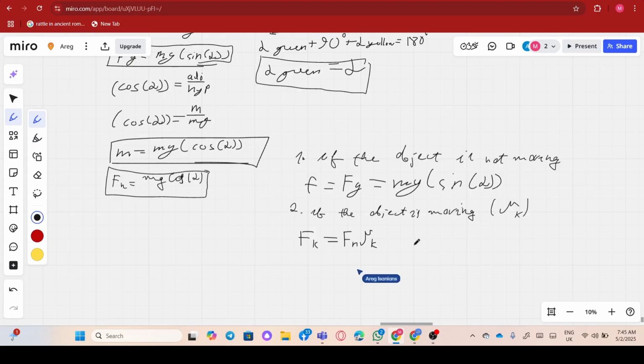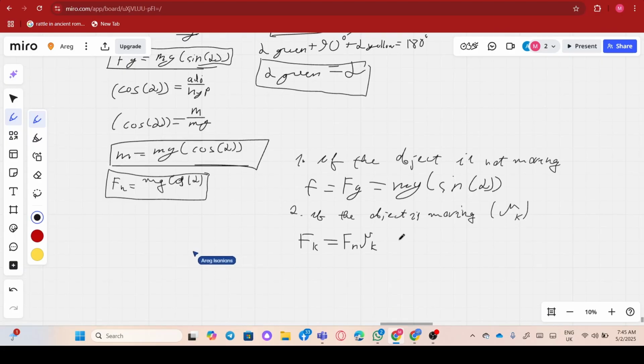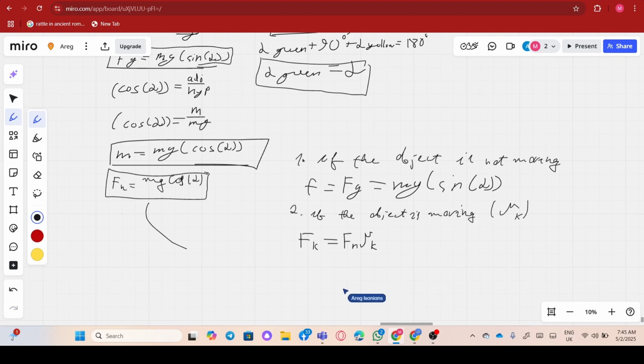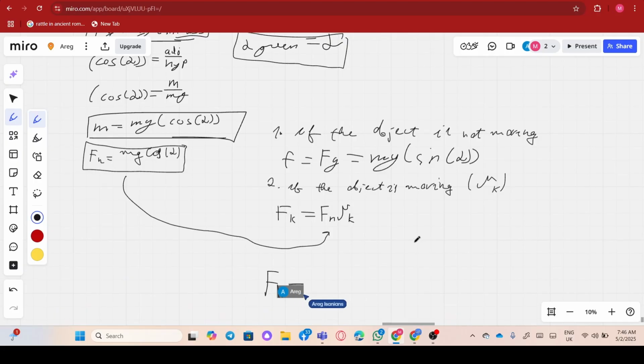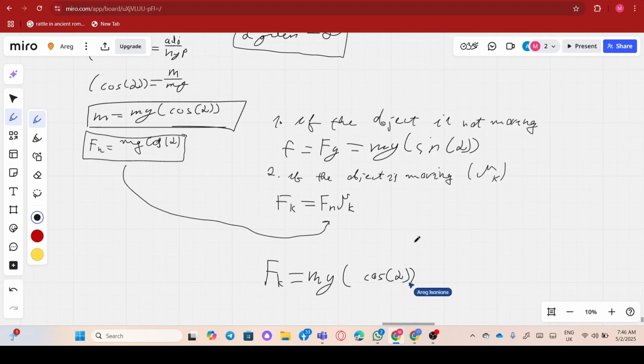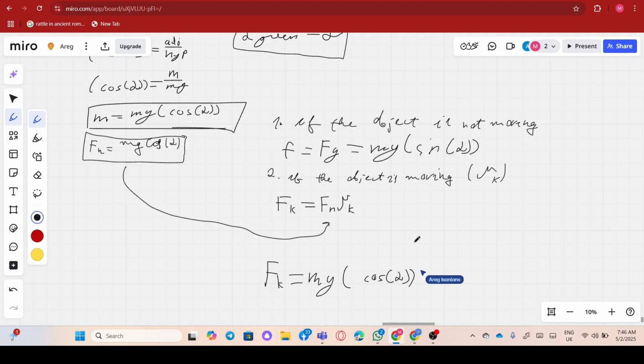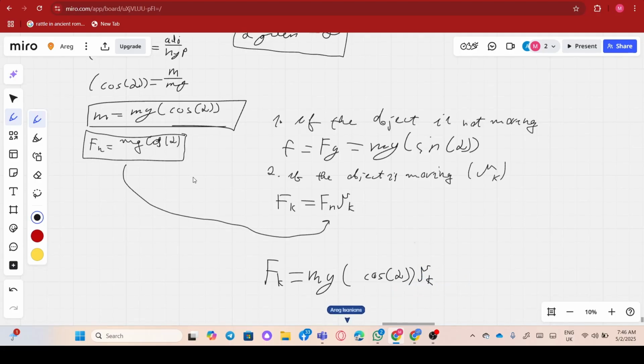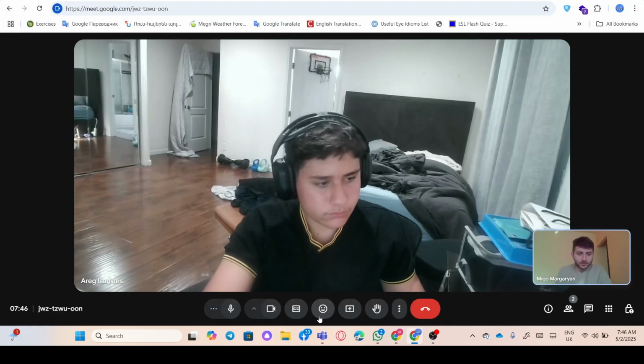And how we would do this is we would have to use Fn. So Fk is equal to mg cosine alpha times mu k. Okay, good. So all the forces are found. Yep. Okay, thank you.